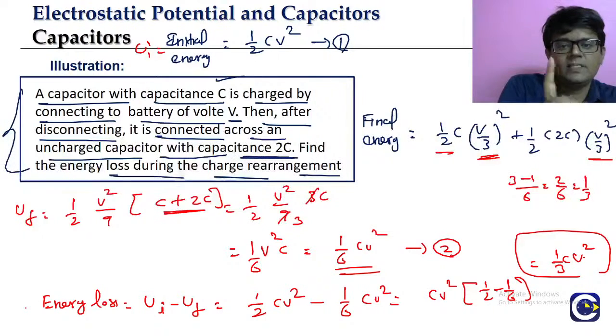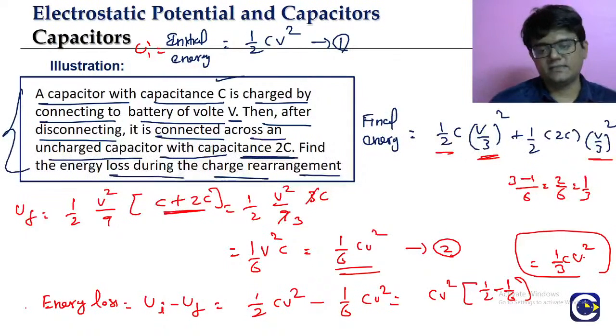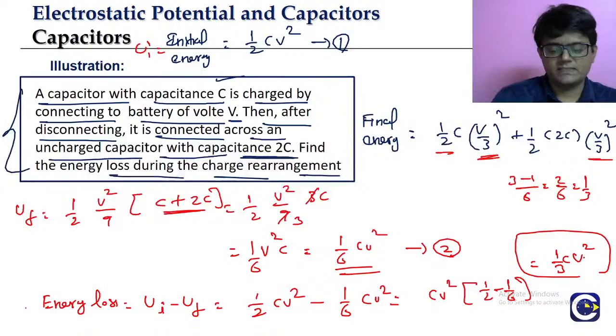So the first step is to calculate the common potential. After the common potential, we will calculate the energy on each of the capacitors. So the energy loss will be what? Energy loss will be initial energy minus final energy.